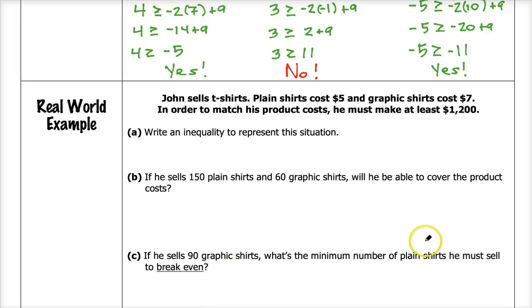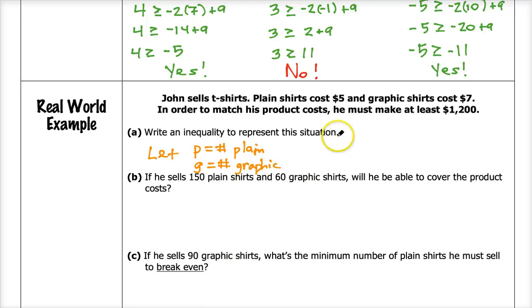We can also set up word problems with inequalities. If I look at this one here, it says John sells t-shirts. Plain shirts cost $5 and graphic shirts cost $7. In order to match his product costs, he must make at least $1,200. So just like we do word problem equations, we can set up this word problem with an inequality. My variables in this would be the number of plain t-shirts and the number of graphic shirts. So I could let P equal number of plain shirts, and I could say G is my number of graphic t-shirts.